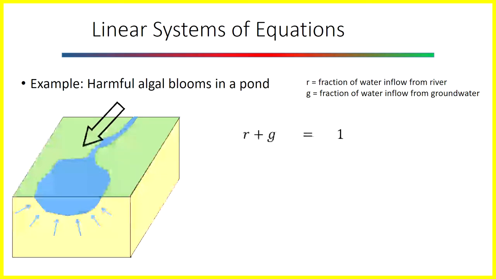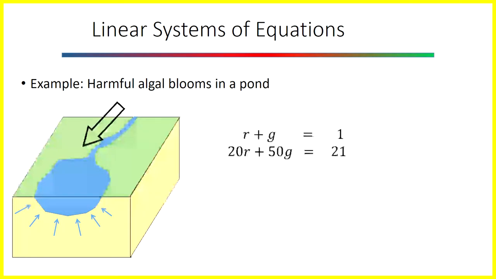We can also write a mass balance for the nutrients in the pond. If we assume that nutrient uptake in the pond is negligible, then the amount of nutrients in the pond, which we measure to be 21, must be equal to the proportion of water coming from the river times the concentration of nutrients in the river, plus the proportion of water coming from the groundwater times the concentration of nutrients in the groundwater. Okay, now we've got a linear system of equations. Let's see what we can do to solve it.